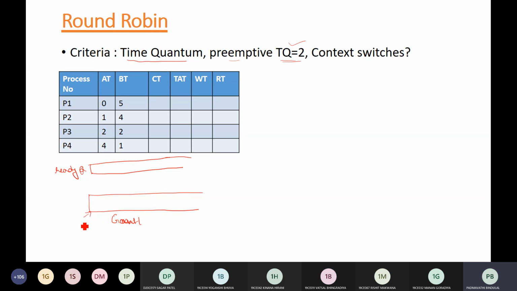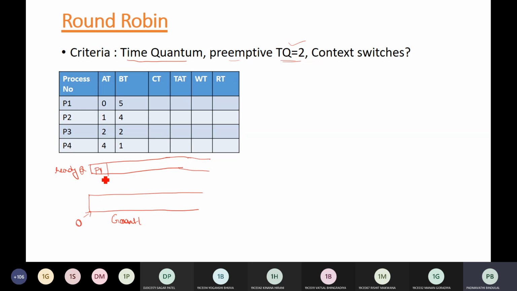Okay, so let's start scheduling the jobs. First, at the zero instant of the CPU, how many processes do you have in your ready queue? Sorry, how many processes are given? Put the processes in the ready queue first. So at the zero instant, how many processes do you have? Yes, you have only one process, so put that process in the ready queue. You will understand the importance of using the ready queue later.